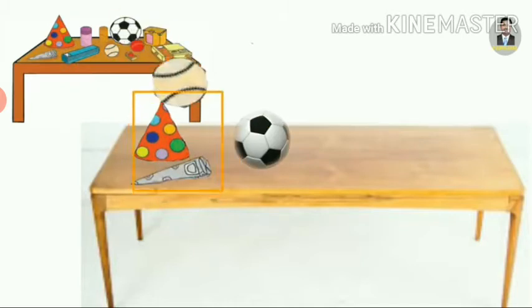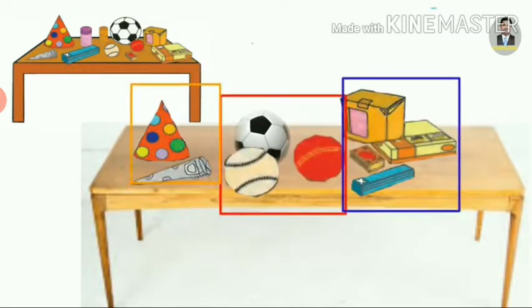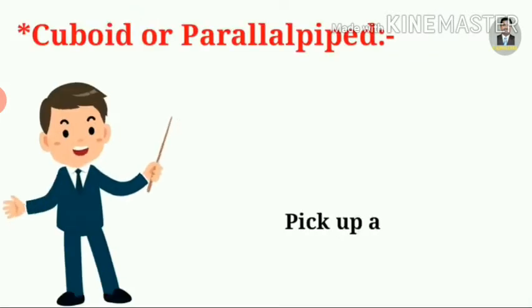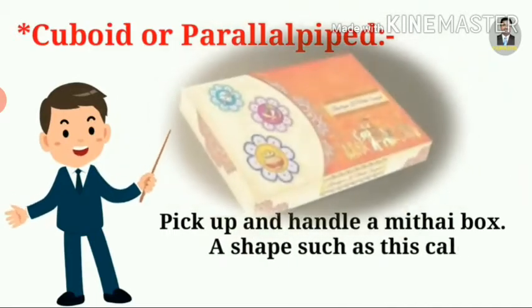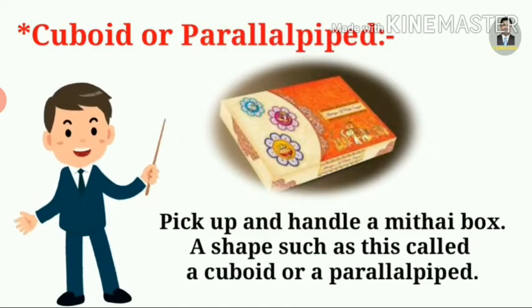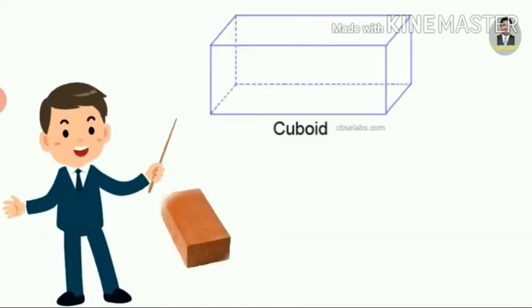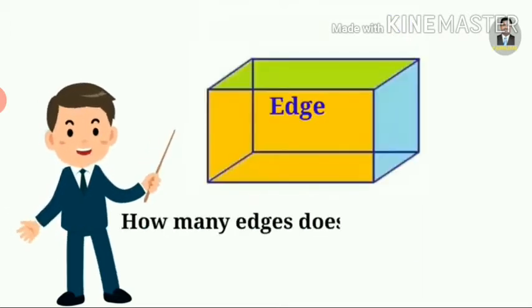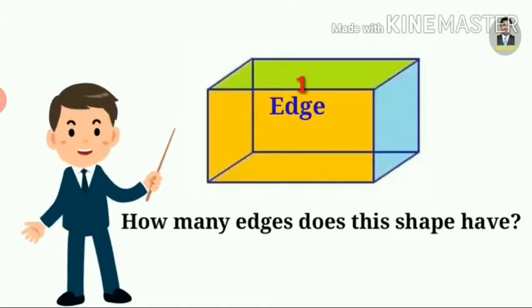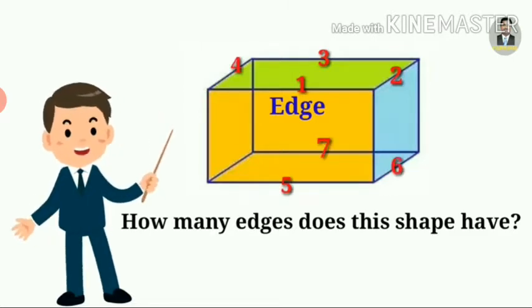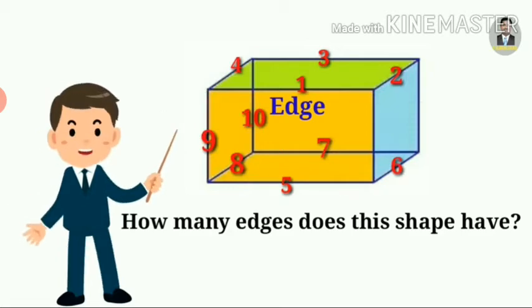Here is a birthday cap, balls, boxes, jars. You can see a cuboid or parallelepiped. Pick up and handle a mithai box, a shape such as this is called a cuboid or a parallelepiped. So here you can see a cuboid shape and examples. How many edges does this shape have? Do you know? 1, 2, 3, 4, 5, 6, 7, 8, 9, 10, 11 and 12.